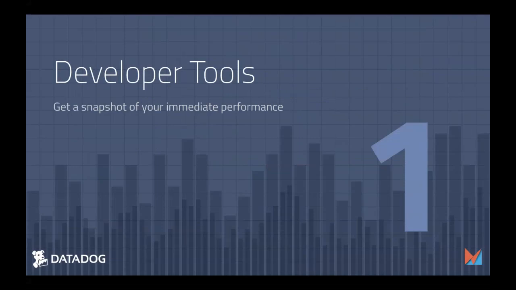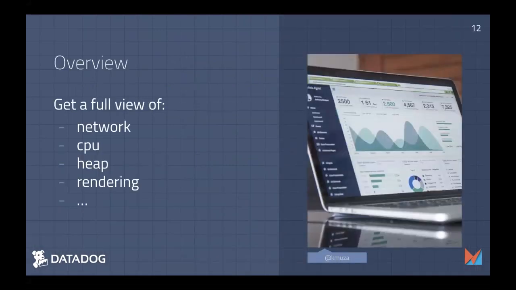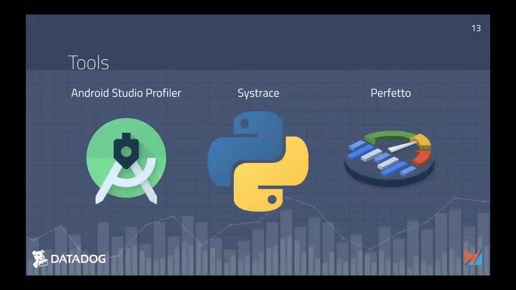So the first tool I'm going to mention is the developer tools. These are the tools that are available right out of the box in Android Studio and in the Android SDK. The idea is that with these tools, you're going to be able to have a full view of whatever is happening on your device, including the network, the CPU, the heap, the rendering, and of course, your application. So the tools I'm going to mention today are the Android Studio Profiler, the systrace tool, and the Perfetto tool.